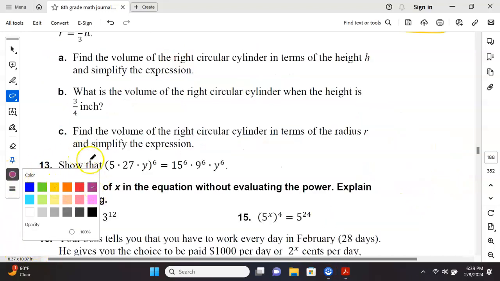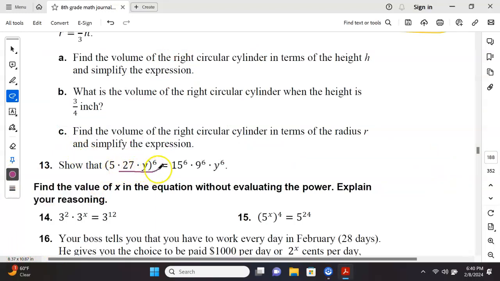All right, number 13, it says show that this expression is equal to this expression. Now you can see you can apply the power to a power rule. It won't give you that. There's a 15 right there. Where do you think this 15 comes from? Well, 5 times 3 is going to give me 15.